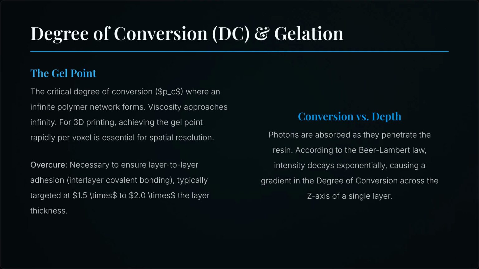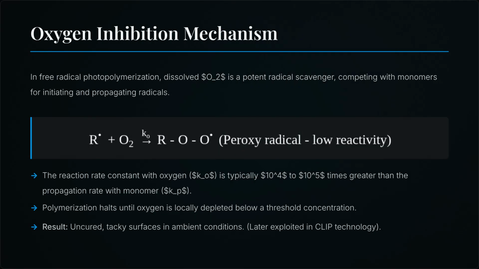Gelation occurs at a critical conversion point. For 3D printing, controlling this process and managing overcure is essential for ensuring robust layer-to-layer adhesion. Oxygen inhibition is a key factor, as it acts as a radical scavenger. While it can cause tacky surfaces, this property is purposefully utilized in technologies like CLIP.